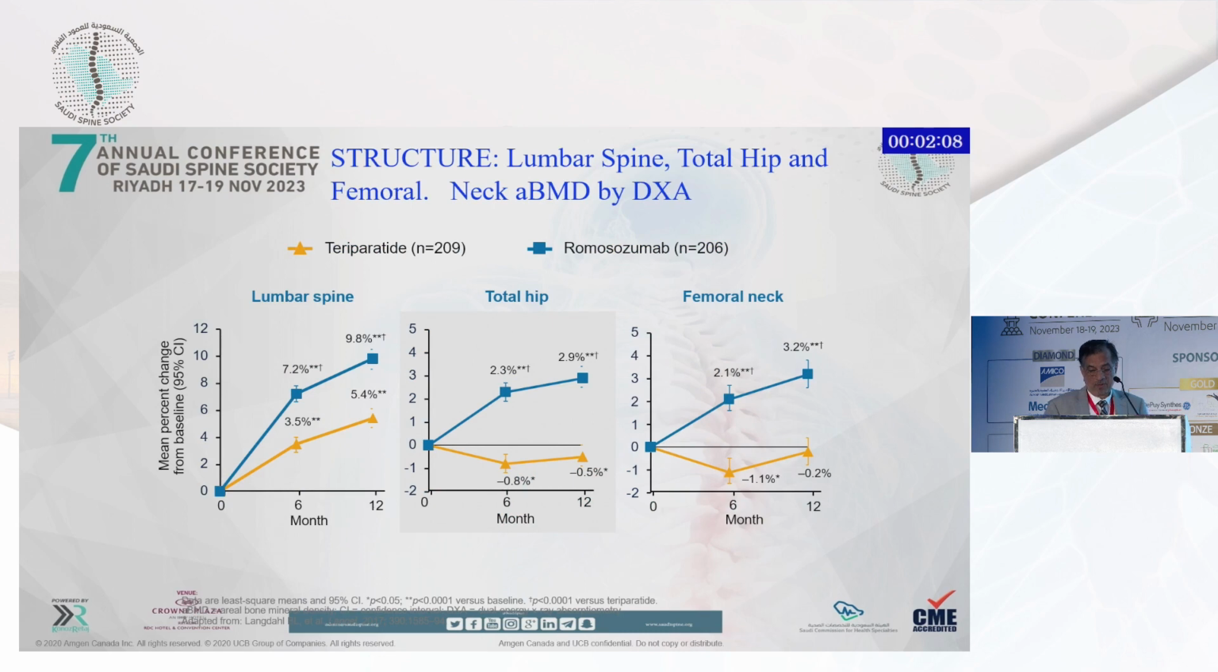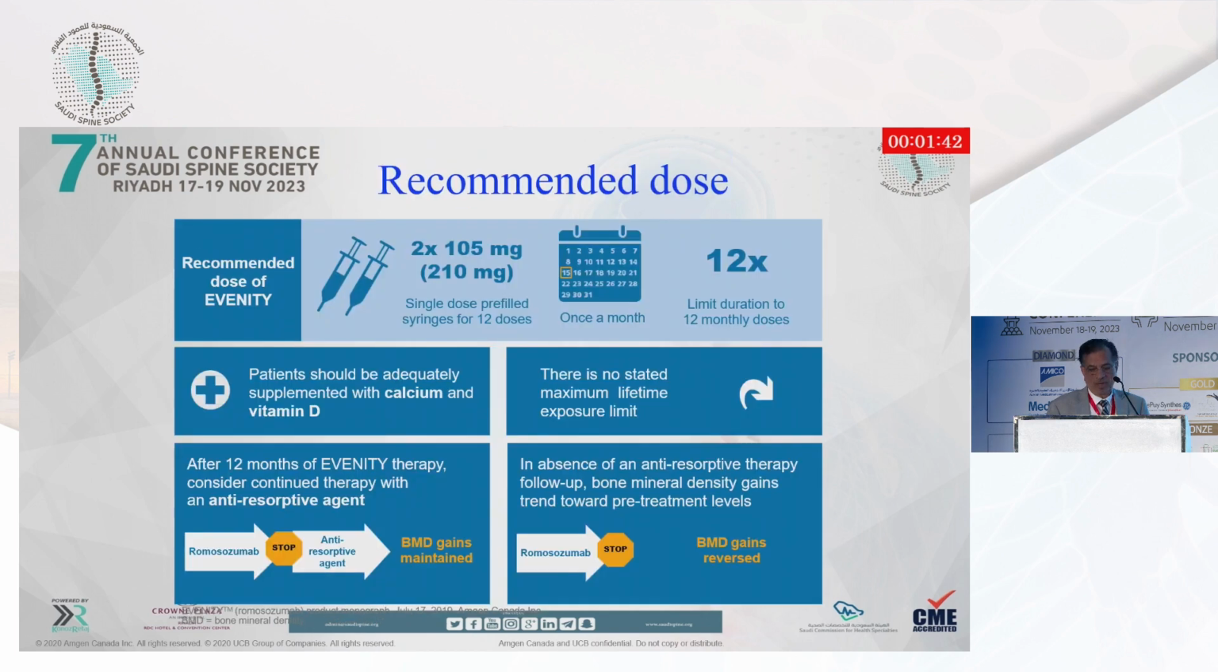Here, I'll go for the comparison between teriparatide and romosozumab. The gain is much more, like 10% for romosozumab and 6% in teriparatide. So it shows that the anti-sclerostin antibody has a dual action, which is anti-resorptive and anabolic. The only issue with this is it has got a large dose of 210 milligrams, where 2 injections have to be given at the same time.